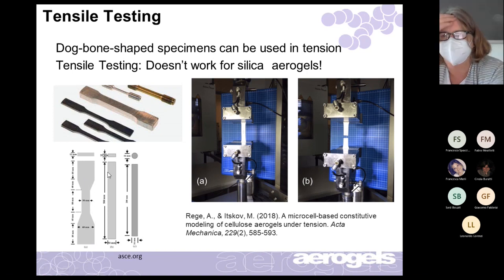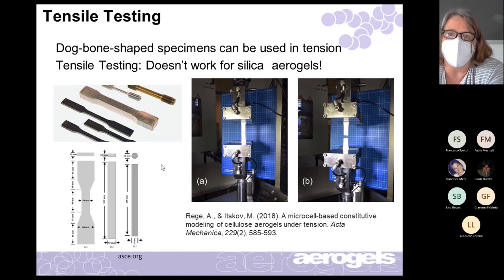You really can't do this for a silica aerogel. You couldn't. You then clamp the ends of your dog bone between these two clamps, and then you pull. You slowly pull at a slow rate. But I did find somebody who did this with cellulose aerogel, so they're much different, and they were able to make some measurements. But this is the classic industry standard for most materials, to test them in this way. But it just doesn't work for silica aerogels.